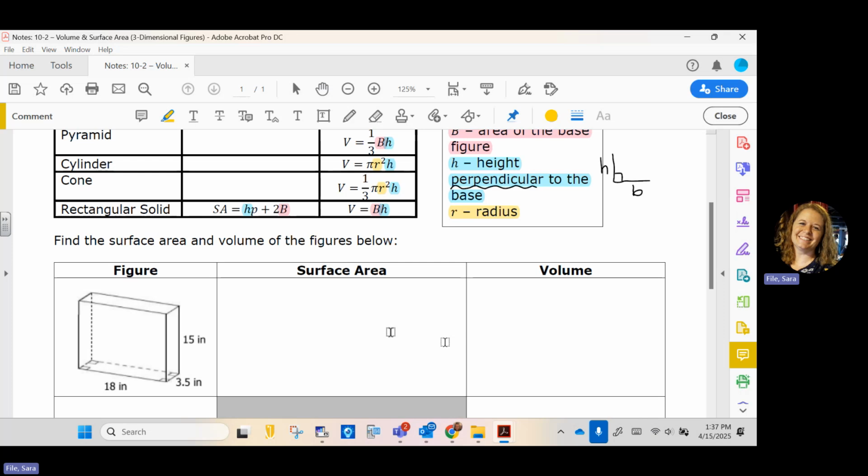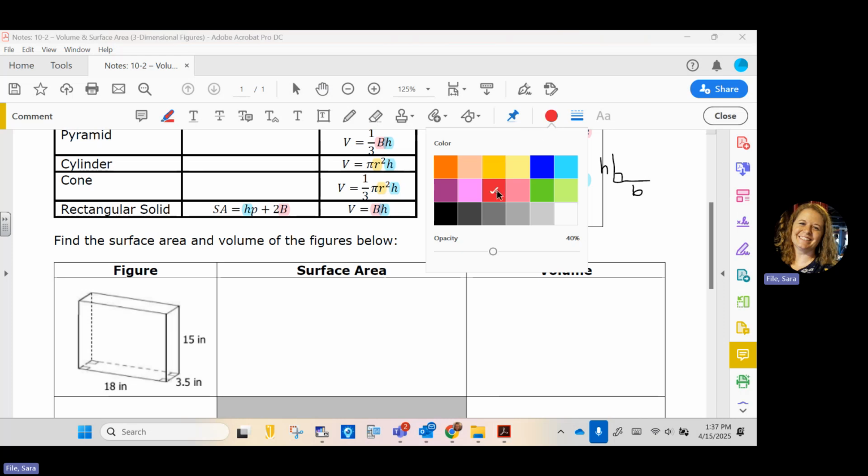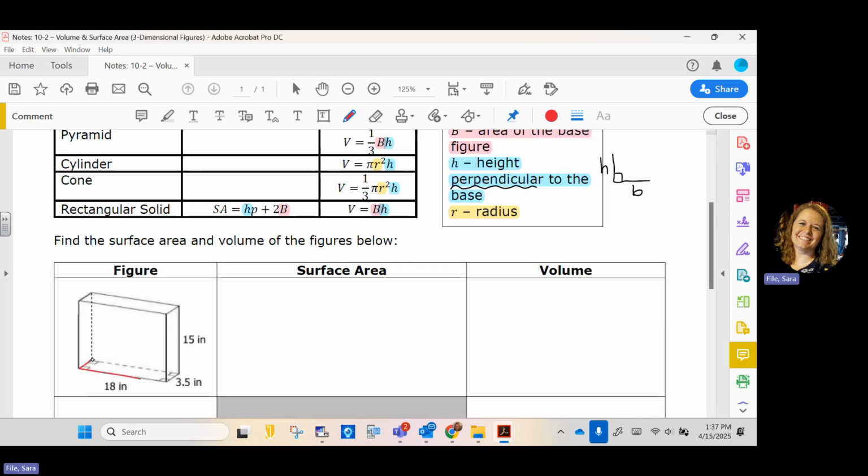Okay, so let's start with a rectangular solid. We've got a rectangular prism. The first thing we want to identify in all of our 3D shapes is the base. Now, it's usually sitting on the base, not always, it can be drawn differently, but I'm going to just use the side that it's sitting on as the base. So this rectangle that I shaded in red is going to be my base, which is 18 by 3.5.